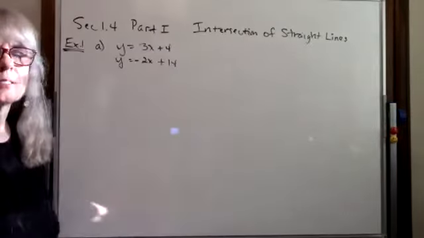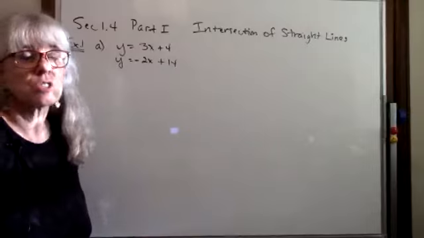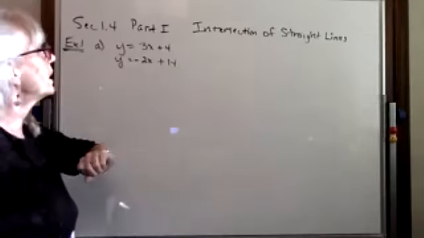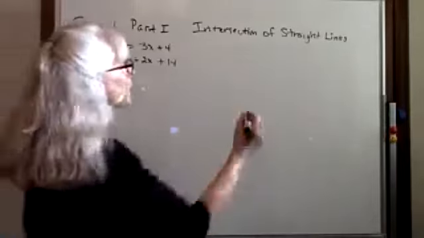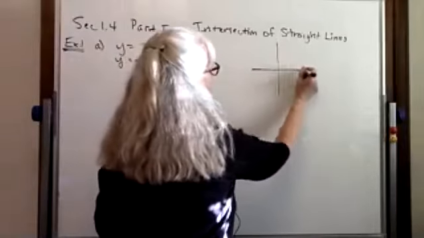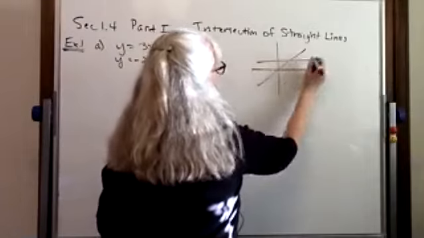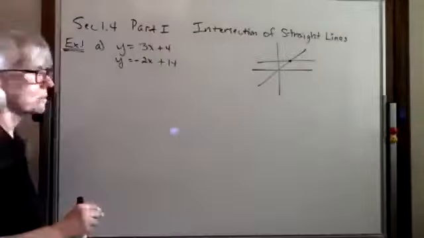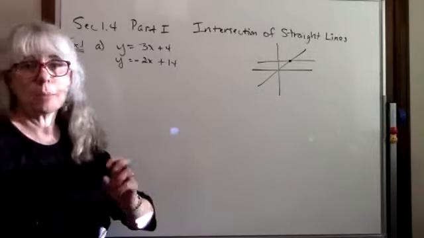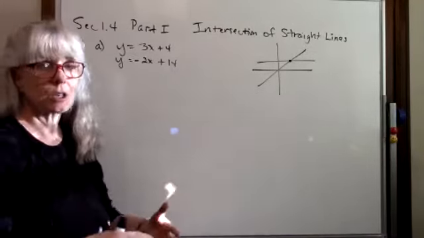Our final section in chapter 1 talks about the intersection of straight lines. So section 1.4 part 1, let's talk about how we find the intersection of straight lines. Again, what we're talking about are two lines that cross, and we need to find where they cross. There are several different methods. There are two methods you should already be familiar with that we'll do in this section.